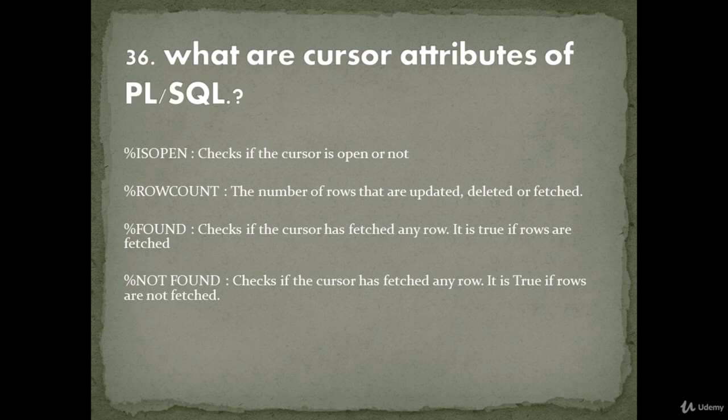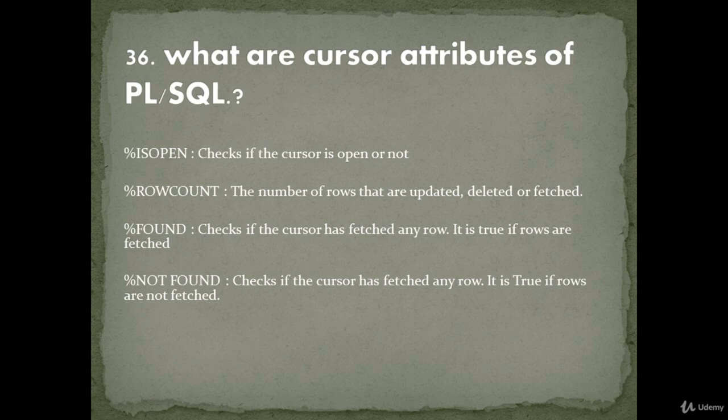Third cursor attribute, %FOUND, will check if the cursor has fetched any row. It is true if rows are fetched. It means it will check whether the cursor has data or not. If the cursor fetches a single row, it will give you a true value. %NOTFOUND, the fourth attribute, is true if rows are not fetched. If the cursor gives you zero rows, then %NOTFOUND will be true. %FOUND will be true if there is a single row found by the cursor.